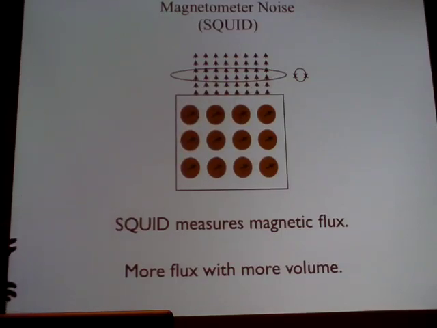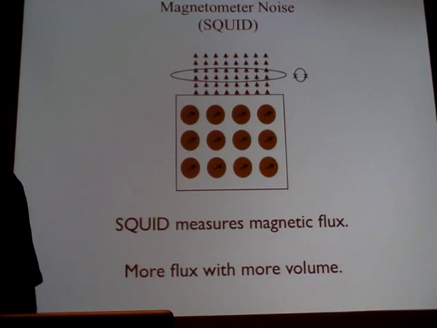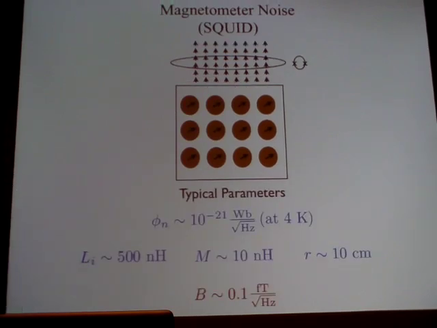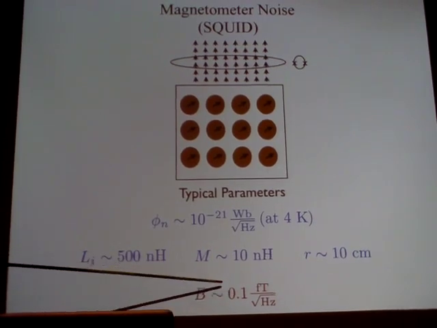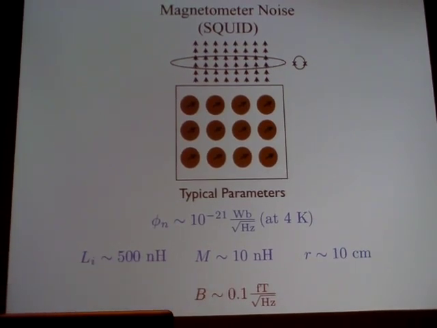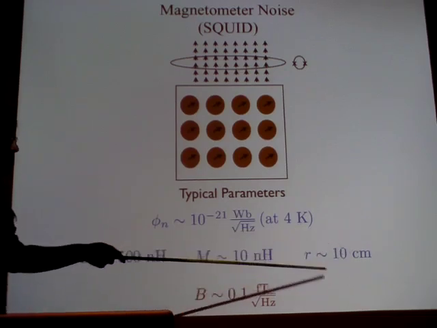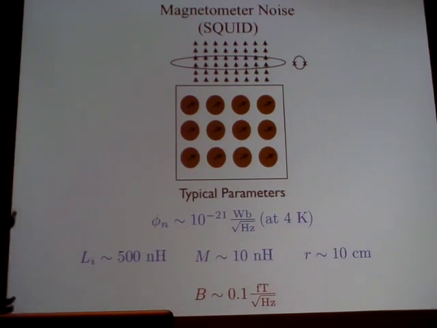So the larger the size of the sample, the more flux you can capture, and the smaller the magnetic field you can measure. Okay? So if you use a typical SQUID that people have, one can measure a magnetic field of order 0.1 times the square root of it. This is fairly standard. Okay? This assumes the sample size is about 10 centimeters. So it's a relatively big sample, but not insane.